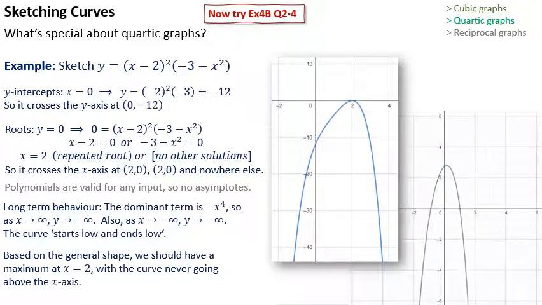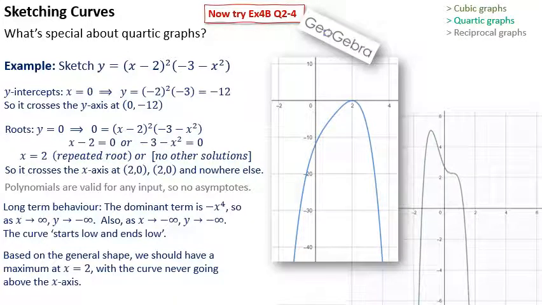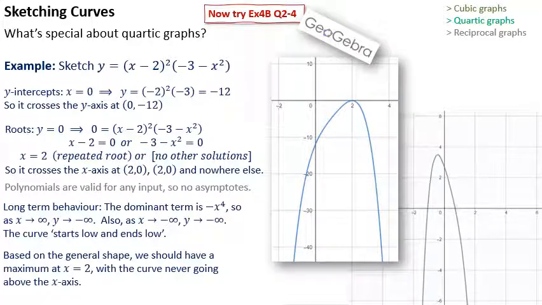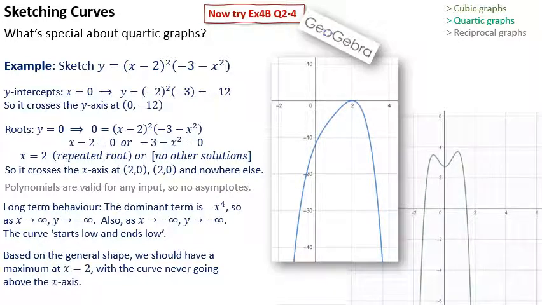To try a few quartic graph examples, I'd recommend you go to exercise 4b and try questions 2, 3, and 4. When you've finished those, come back to here and we'll look finally at reciprocal graphs. To help you, once you've sketched the graph and you want to see how close your curve was, you might find it useful to head over to geogebra.org or to use the app on your phone and see how closely your curve matched the real curve.